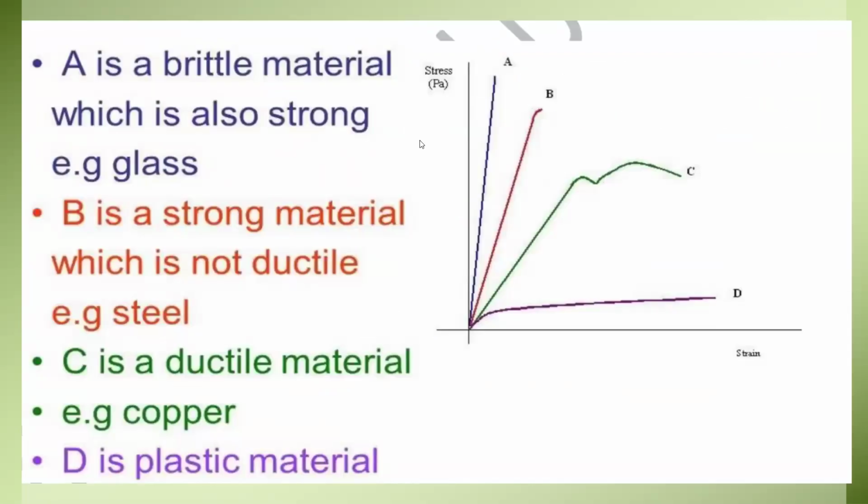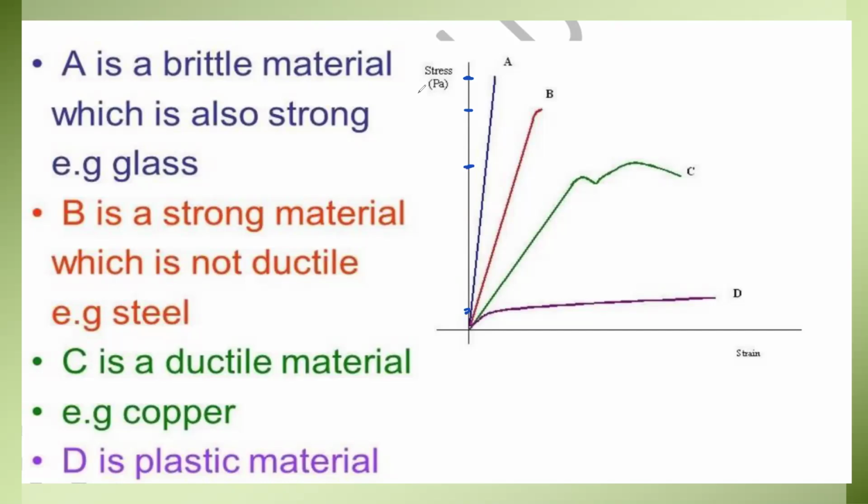So as you can see, four different graphs are there. A, what is A representing? A is a brittle material. Why do we call A brittle? Because a brittle material shows very little or no deformation. So A is actually a brittle material, which is also strong. How do we say it is strong? You can see the maximum stress, the UTS, is higher for A, like it needs a greater stress to break. So A is also strong.